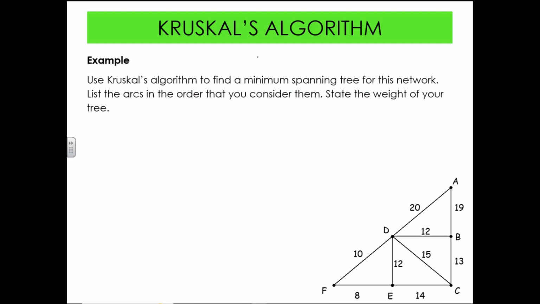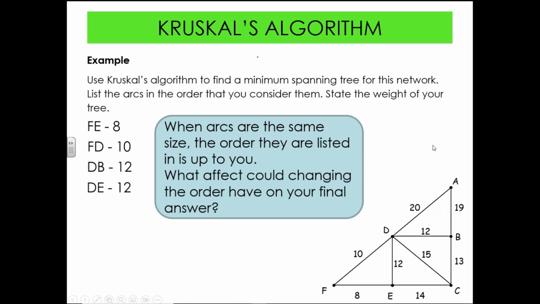So first thing you've got to do, look at your network, which you've got this little triangle one down here, and just write down in ascending order the list of the arcs. The smallest one is FE, which is 8. Then check along here. The next one, you've got FD for 10. It doesn't matter whether you put FD or DF, it's entirely up to you. And just keep building that up. Next, you've got a choice. You've got two 12s. It doesn't matter which order you put them in. You can put BD and DE in any order.